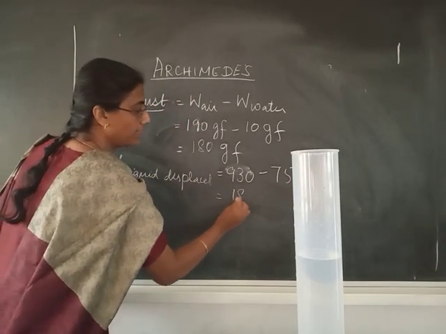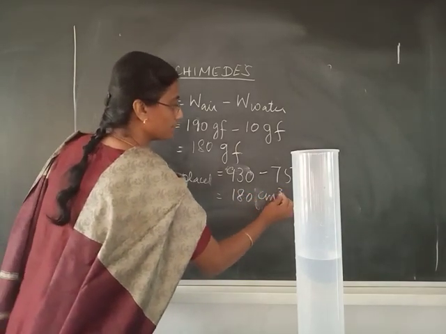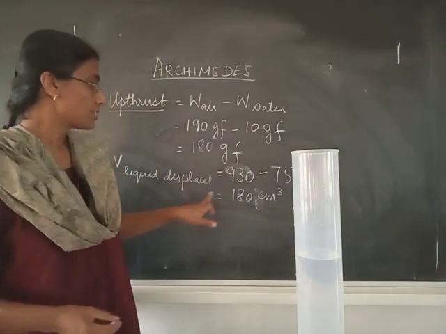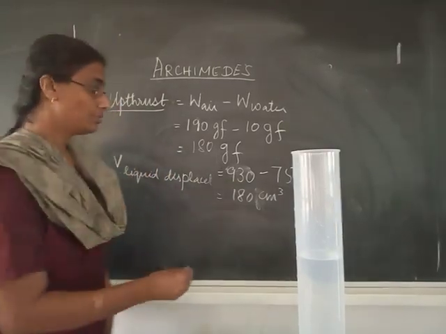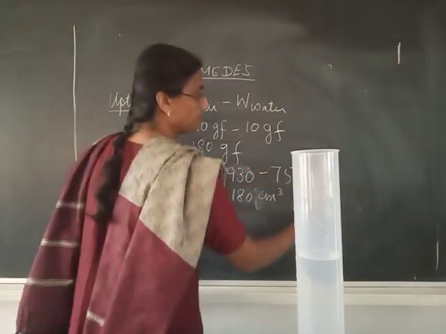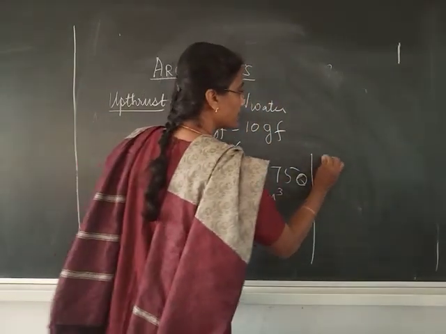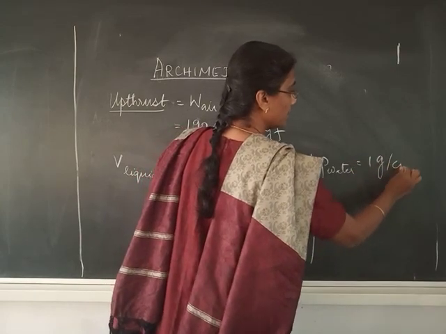Okay, this is 180 centimeter cubed, 180 milliliter or 180 centimeter cubed. So volume of liquid displaced is 180 centimeter cubed. You know that the density of water is 1 gram per centimeter cube.